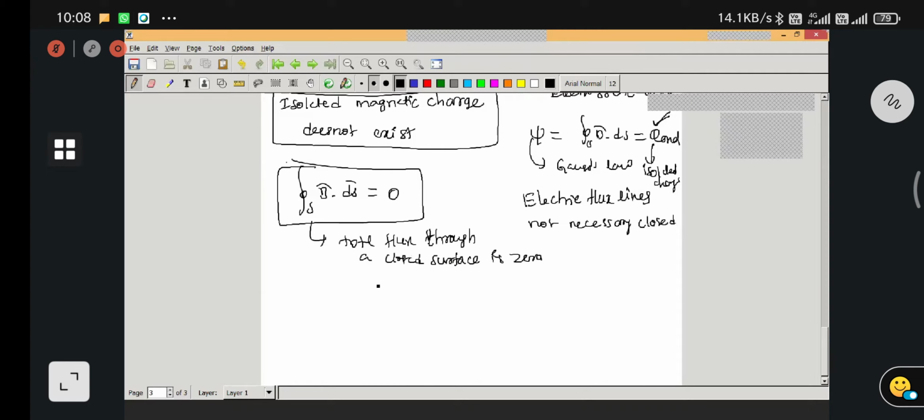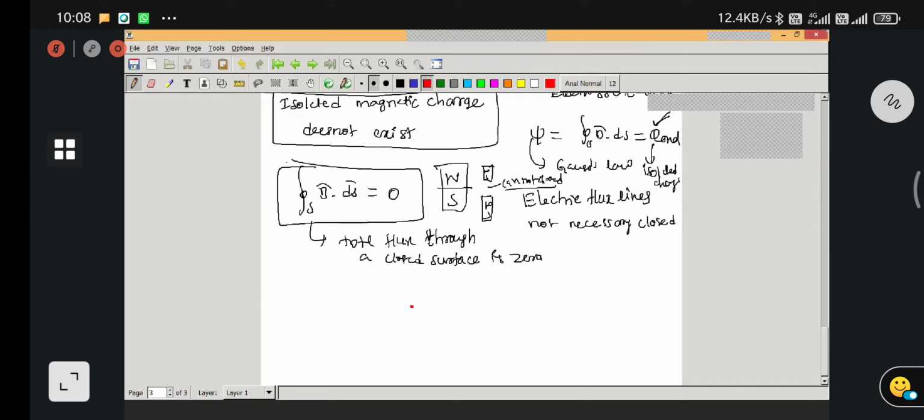In this case we take the north pole and the south pole. We are using two poles, and the flux cannot be closed. If we cut it, we can divide it into north and south. It cannot be closed. We are using two poles.